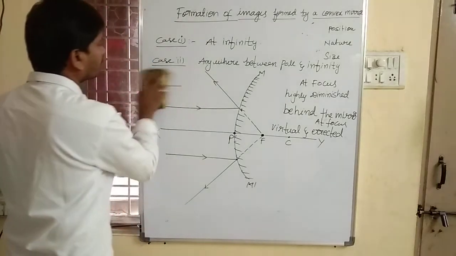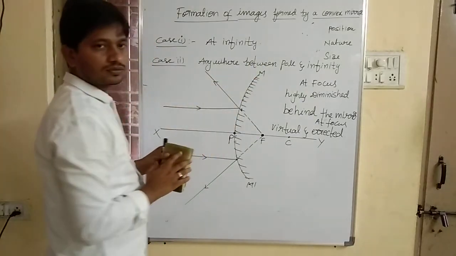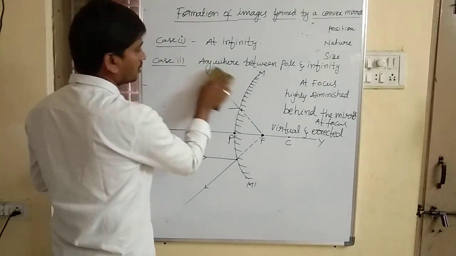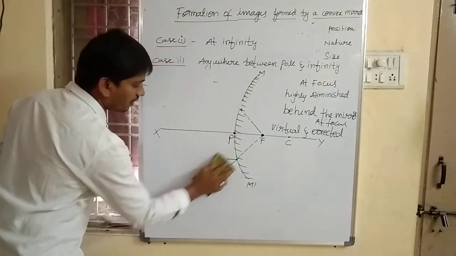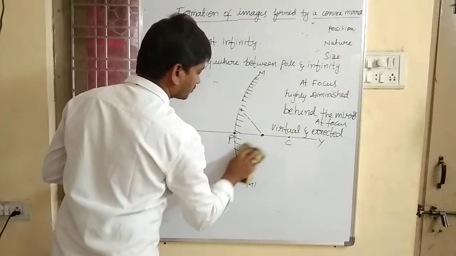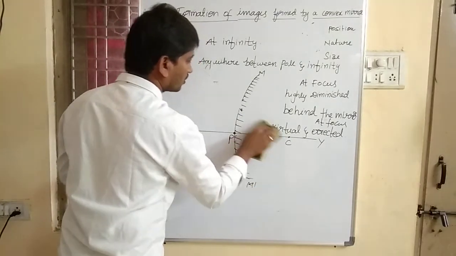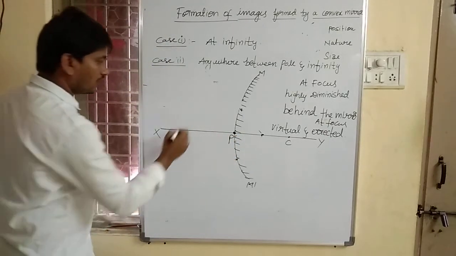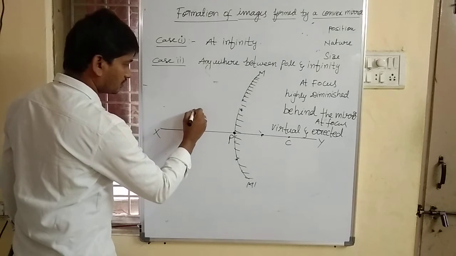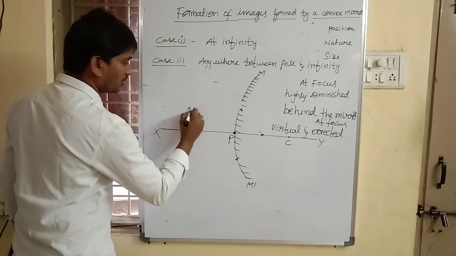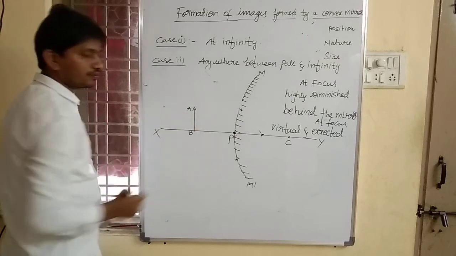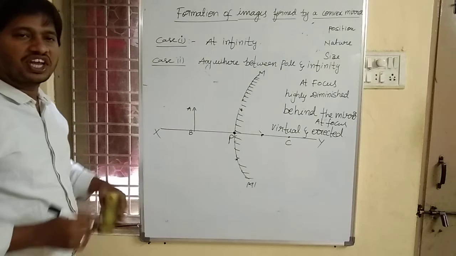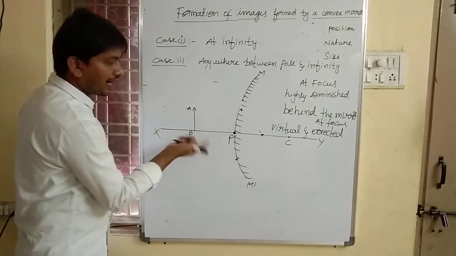Our case 2 is anywhere between pole and infinity. Let me place an object anywhere between pole and infinity. This is my pole. Infinity means somewhere. Let me place an object. This is my object, represented with letters AB. You can place it here, or here, anywhere between pole and infinity.